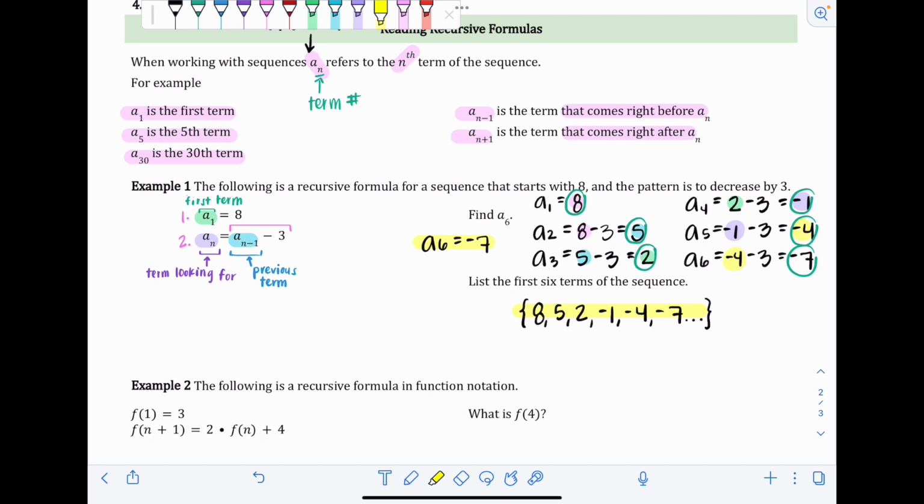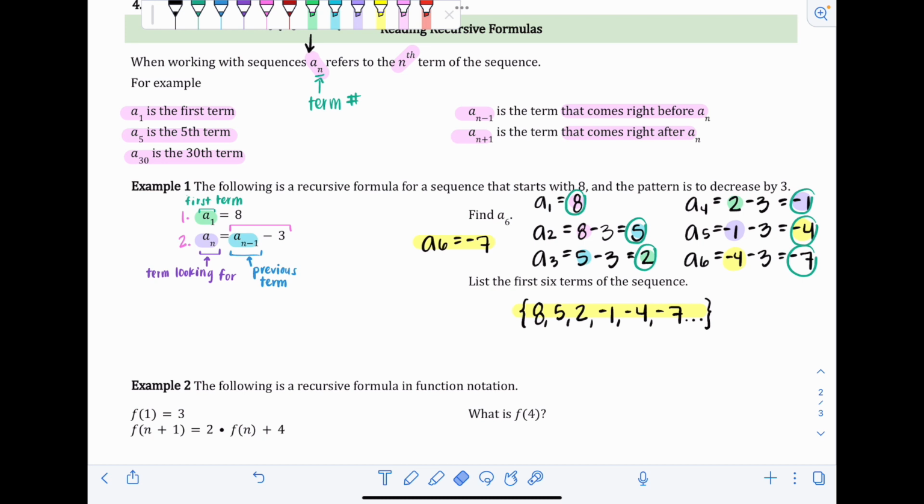So it's always nice to double check your sequence with what the problem originally said. So it said a sequence that starts with 8 and the pattern is to decrease by 3 each time. And you can see on my sequence right here, I'm going down 3 each time. So 8 to 5 to 2, you're going down 3 to get to the next term each time. So we're all good.